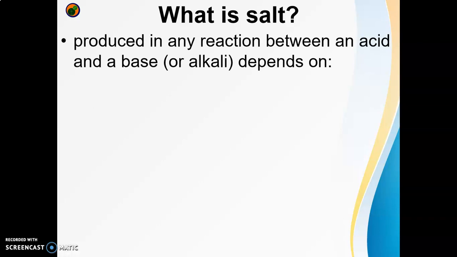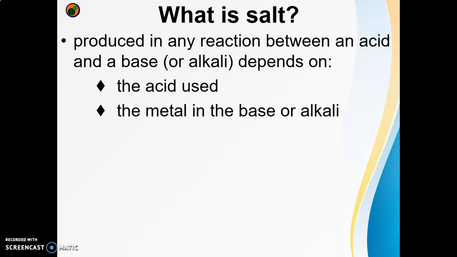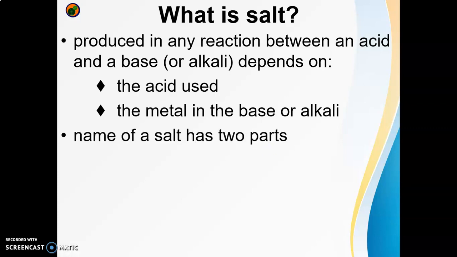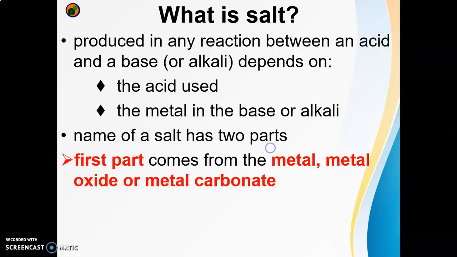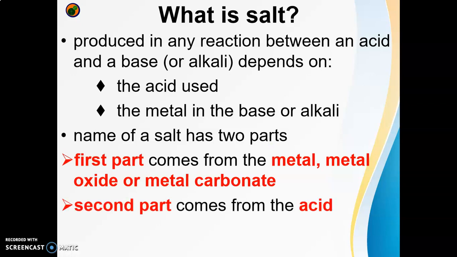It is produced in any reaction between an acid and a base or alkali. It depends on two things: the acid that we use and the metal in the base or alkali. So the name of the salt has two parts based on the reactants that we use. The first part of the name comes from the metal oxide or the metal carbonate present in the base or alkali, and the second part will come from the acid. So that's how we name them. We will go further into this.